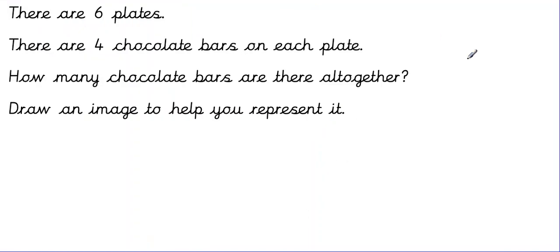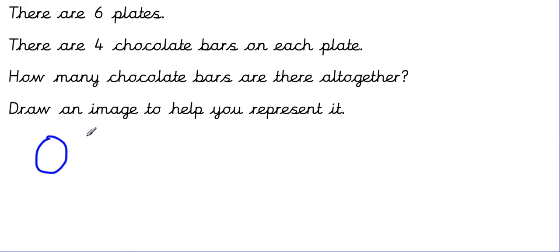Okay, so let's have a look at this one together. There are 6 plates. There are 4 chocolate bars on each plate. How many chocolate bars are there altogether? Draw an image to help you represent it. So, first of all, I'm going to work out how many groups I've got. So it's all in this top bit here. So there are 6 plates. So I'm going to draw 6 plates.